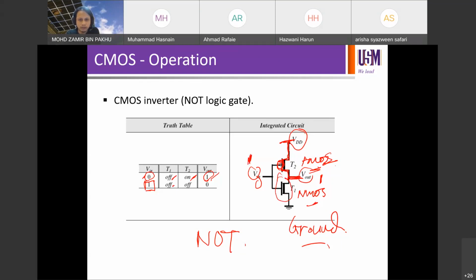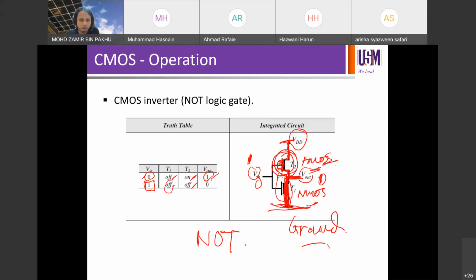Okay, something's wrong here, because this one should be on when it's connected, so this Vout is connected to the ground, right? T2 is off. T2 is off means when you input 1, your T2 is off. So here it's not connected. It represents an open circuit. So your VDD is not connected to Vout, but Vout is taking the ground value, right? Because this one is connected. So then your Vout will be 0 because your Vout is taking the ground state value.